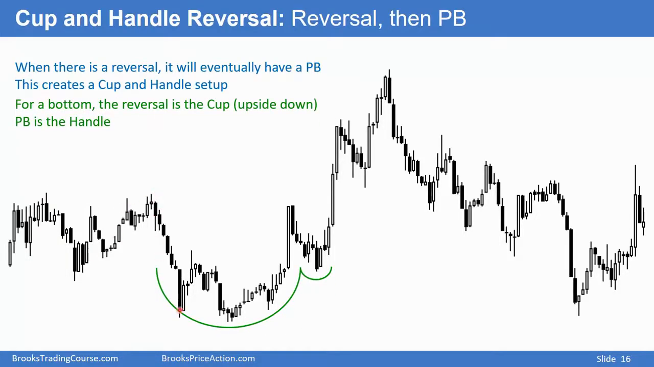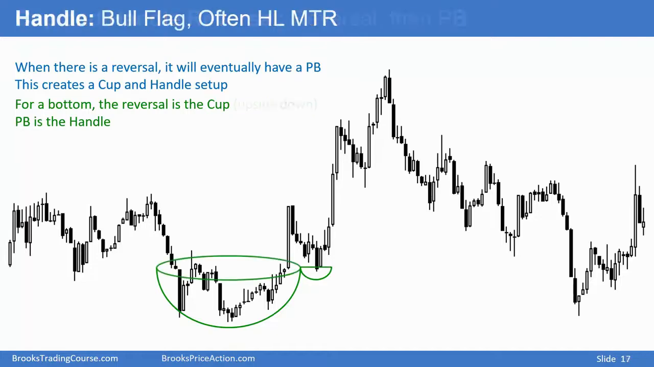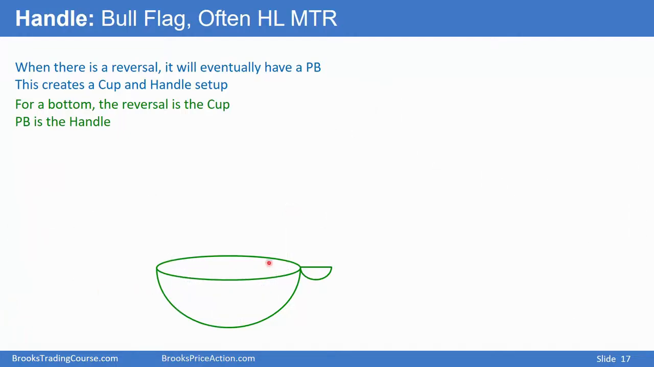The market sold off strongly and then reversed up strongly. And then it pulled back and it tested the breakout at the top of this trading range. This is what traders sometimes call a cup and handle pattern. This is a cup and the pullback is the handle. The reversal is the cup and the pullback from the breakout is the handle, and you can see it looks like a teacup, a cup, and a little handle.